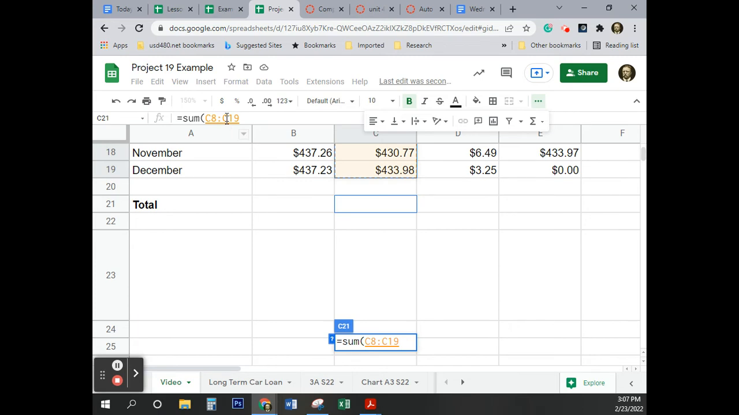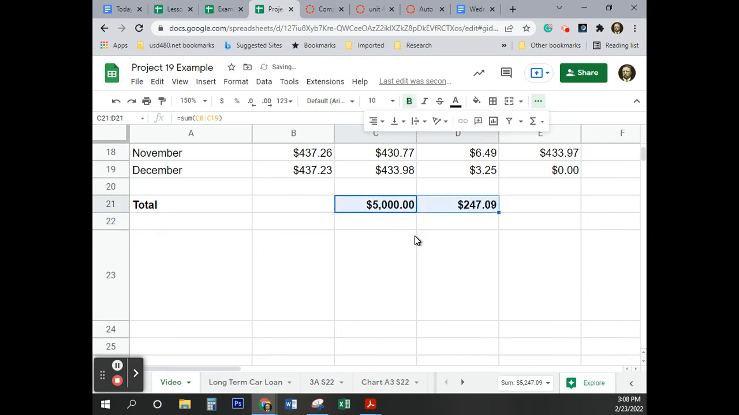So now it says in that cell, C equals SUM C8 colon C19. Close parenthesis, enter. There we go, $5,000. That's what we should have paid. Click on that $5,000 autofill button, go over one cell. And there we have the total amount of interest that will be paid.